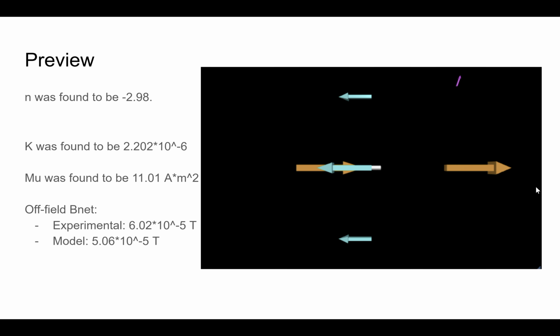So here's a preview of the results. N was found to be negative 2.98. K was found to be 2.202 times 10 to the negative 6. Mu was found to be 11.01. The off-field net magnetic field was, in the experiment, 6.02 times 10 to the negative 5th, and in the model, 5.06 times 10 to the negative 5th.